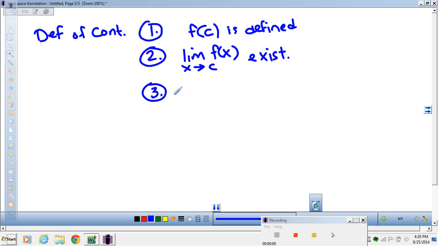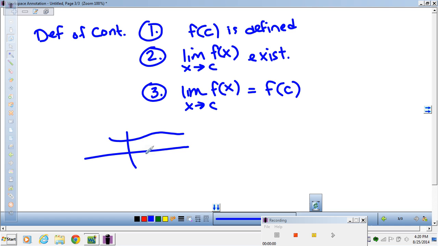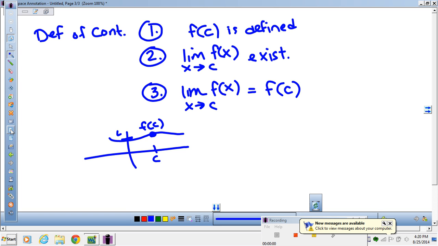And last but not least, the limit of f of x as x approaches c is equal to that point. So I have a function, here's c, right here, the limit exists, there's no breaks, there's no asymptotes. f of c is defined, this is f of c right here. And then f of c equals the limit, so we're good.